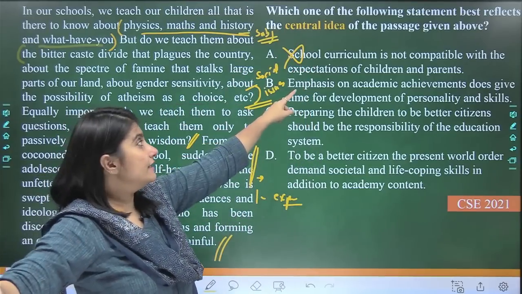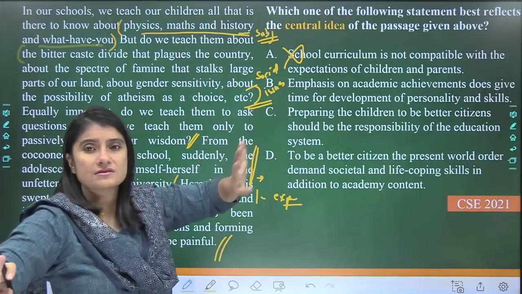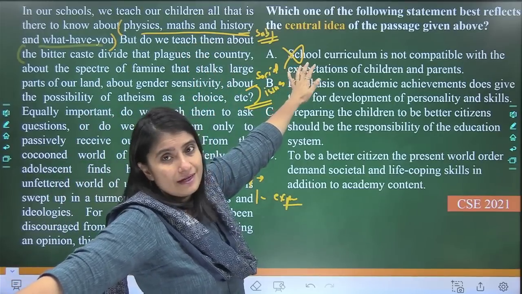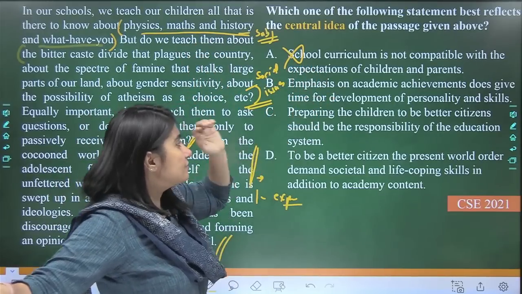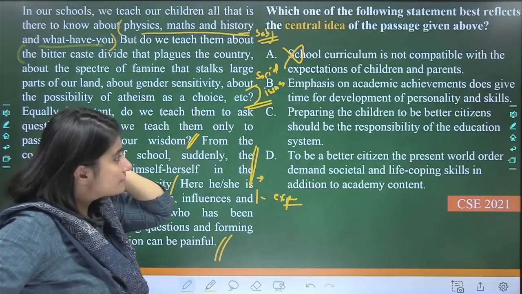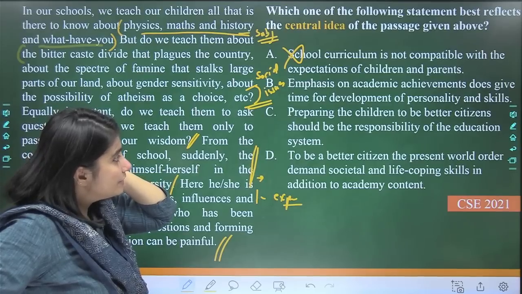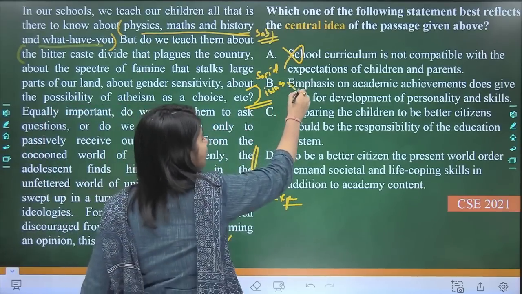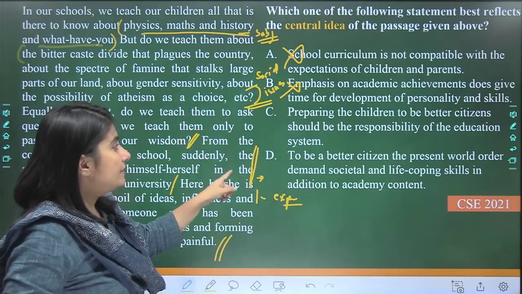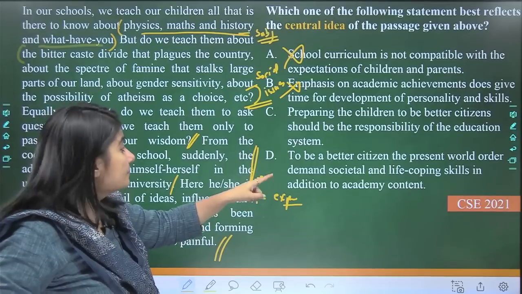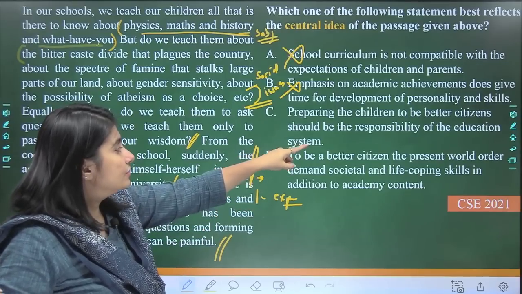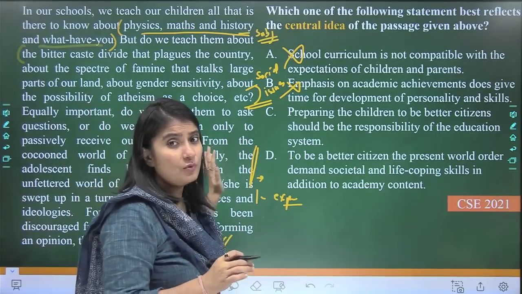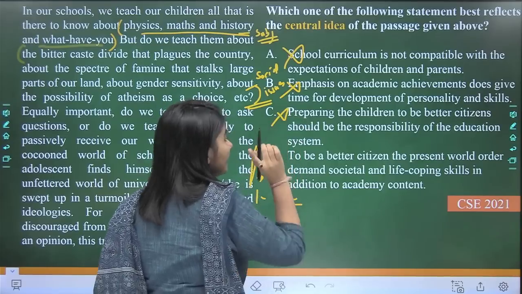So this is one of the ideas, the first one. In schools, the syllabus is not fine. The first statement is written here in different words. Emphasis on academic achievements does give time for development of personality and skills. This is negating the information given in the passage. Preparing the children to be better citizens should be responsibility of the education system. We are not talking about putting responsibility on the education system as well.